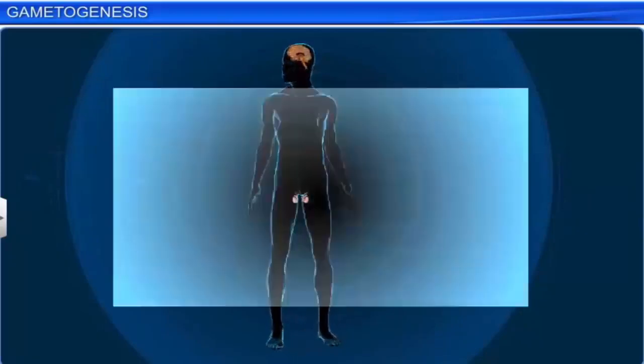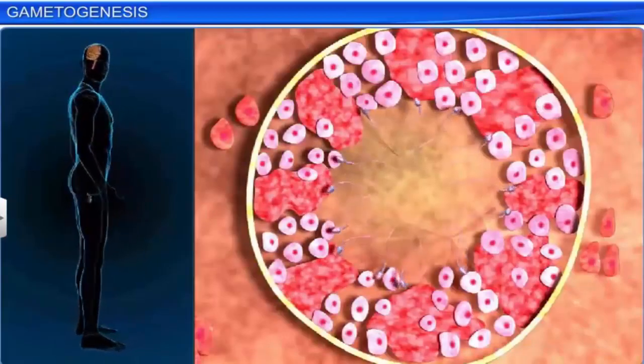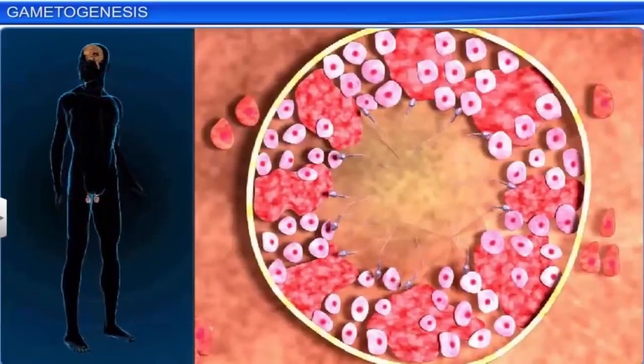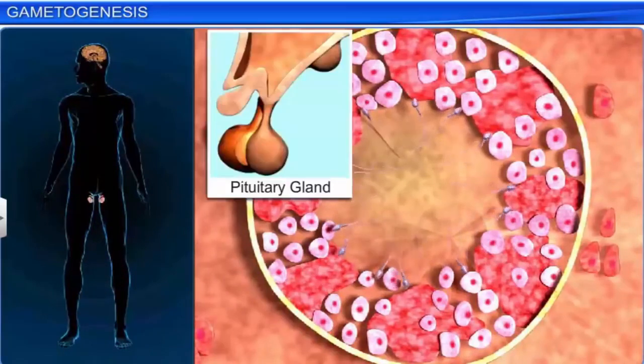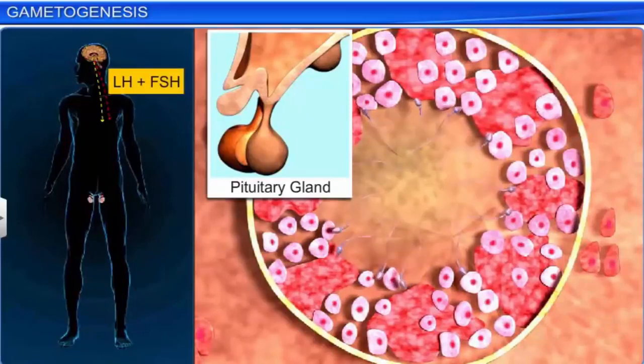The formation of sperm is triggered when the hypothalamus secretes high levels of gonadotropin-releasing hormone, or GnRH. This GnRH acts on the anterior pituitary gland and stimulates the secretion of the luteinizing hormone, or LH, and follicle-stimulating hormone, or FSH.